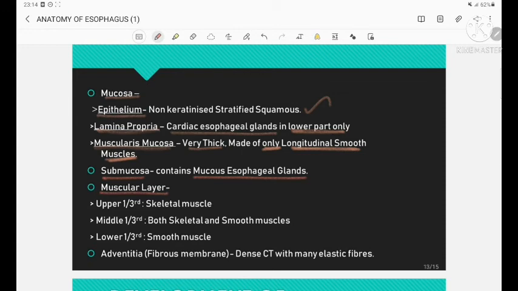Next layer, muscular layer. In the upper 1/3 of the esophagus, it is made up of only skeletal muscles. Middle 1/3 is made up of both skeletal and smooth muscles, whereas the lower 1/3 of esophagus is made exclusively of smooth muscle. And the outermost layer is the adventitia, which is a fibrous membrane. It is made up of dense connective tissue with many elastic fibers.